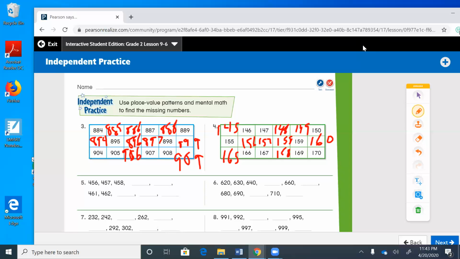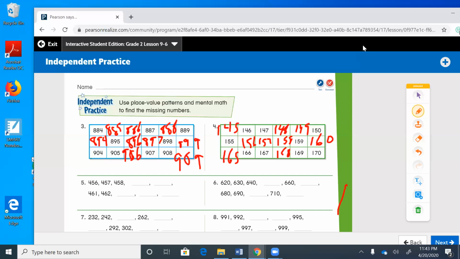I'll have it all filled out in Class Dojo or you can just write them down on paper. So just hold on a second. Let's do one together here so you can see this way. All right, when you have these lines, we have to count by ones.